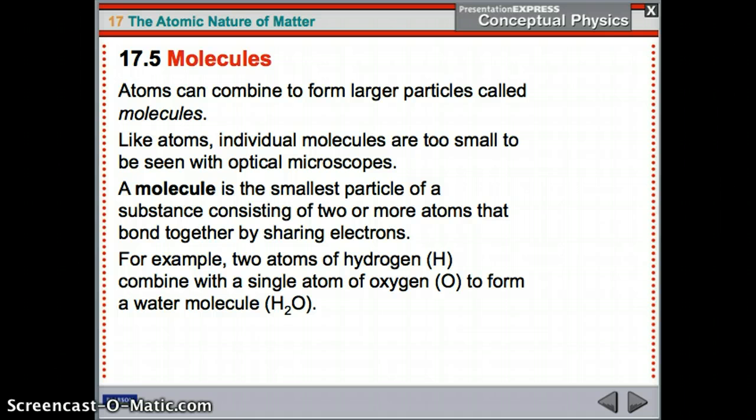Molecules are the smallest particle that has two or more atoms that share electrons, like water. Hydrogen and oxygen come together. You have two hydrogens, one oxygen. They come together and you get a water molecule. Smallest one, so I couldn't break it up into one hydrogen and one oxygen. It has to be two hydrogen and one oxygen, and that makes a molecule.